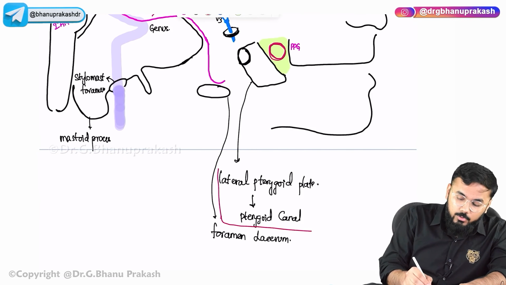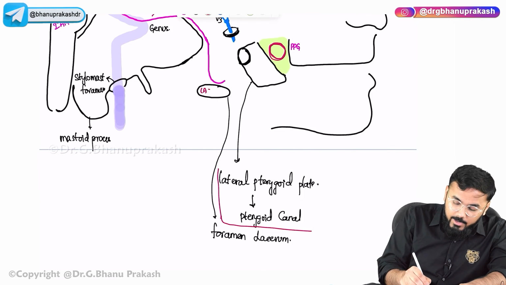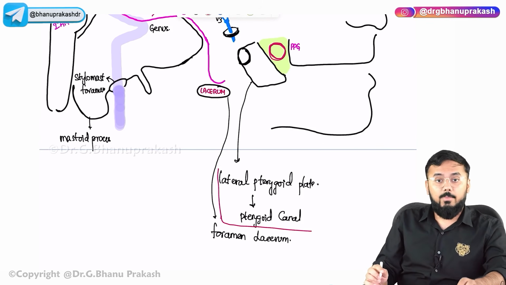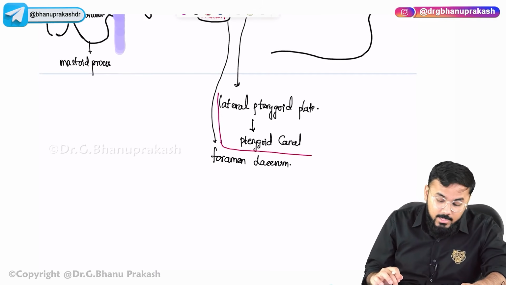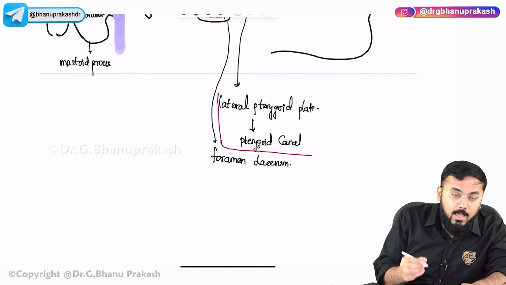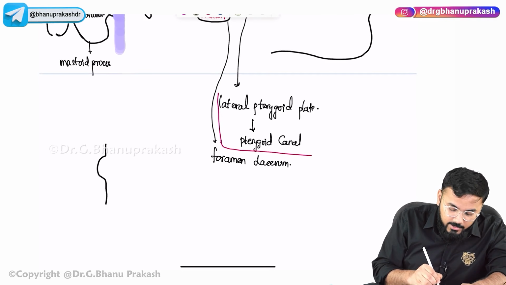So I just now told you that this is your foramen lacerum. Exactly, this nerve is not passing through the foramen lacerum; rather, this nerve is located on the top of the foramen lacerum.